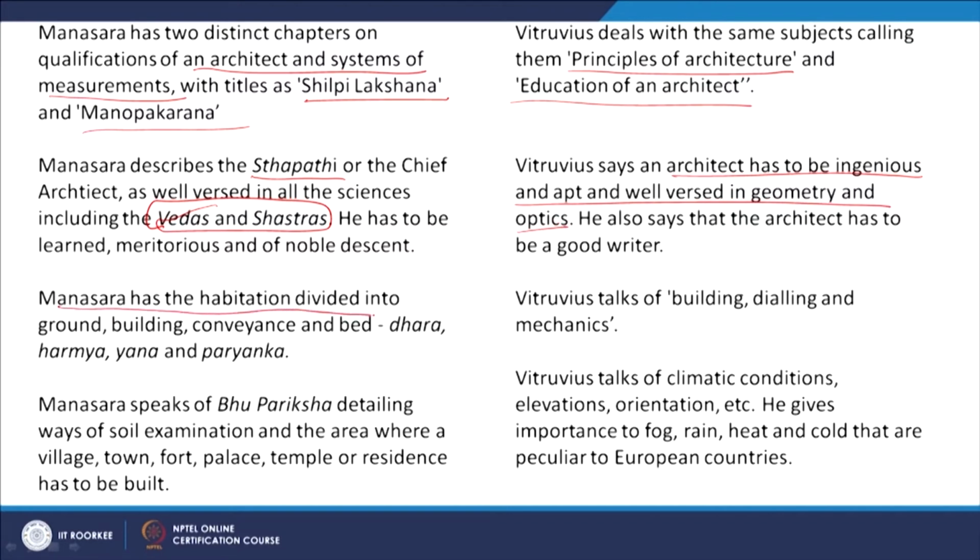Mansara has the habitation divided into ground, building, conveyance and bed, and Vitruvius talks of building, dialing and mechanics. Mansara speaks of Bhupariksha, detailing ways of soil examination, and Vitruvius also talks about climatic conditions, elevation, orientation and so forth. So, we see a lot of relationships here.